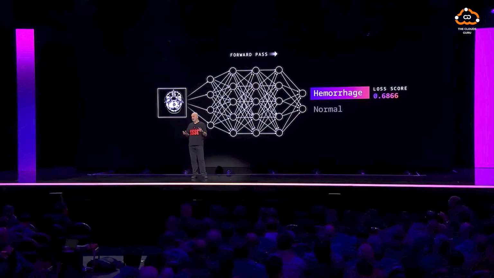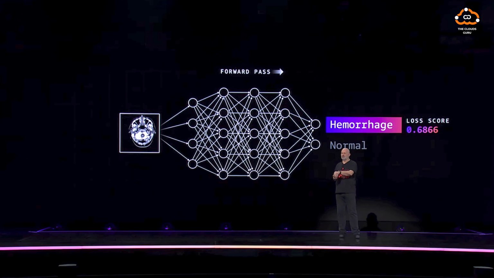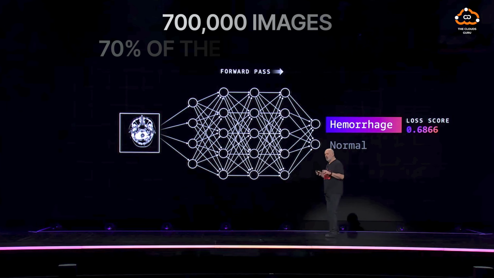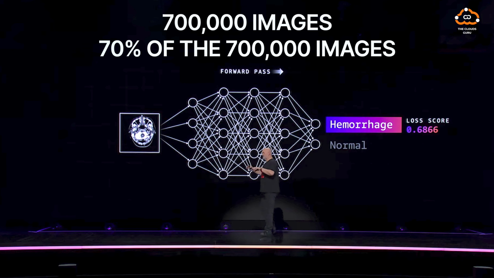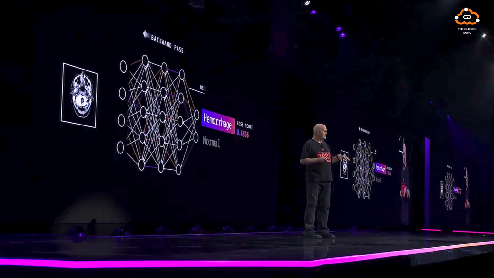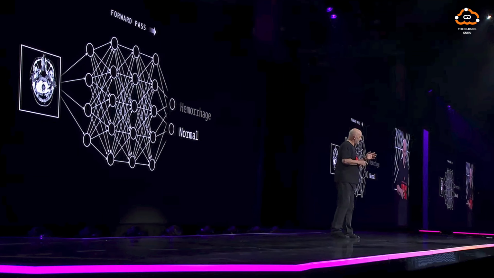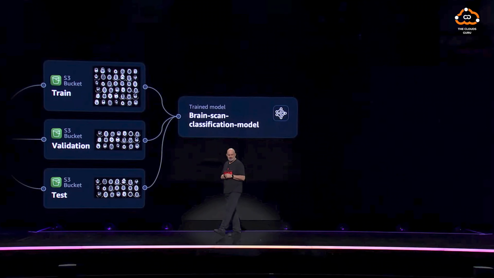If the number is high, you backtrack and adjust the weights and the biases in the model, and then you go forward again to see what the outcome is, and you go backward again. And you do that for 70% of the 700,000 images. You have forward pass, backward pass, forward pass again. And all of this happens under the covers when I push that one particular button. Pretty amazing. And so then you get a model.